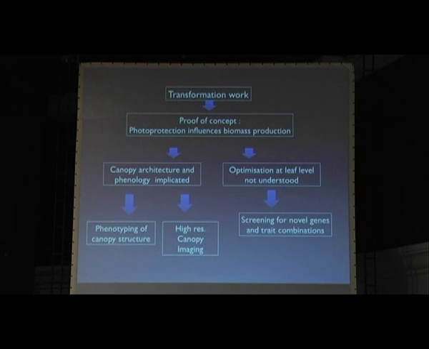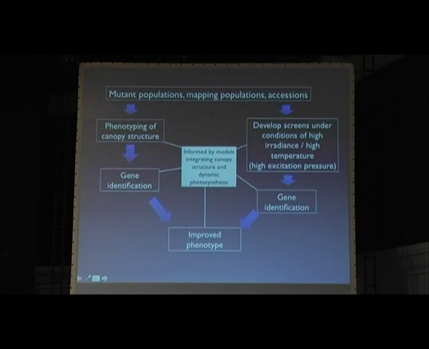I noticed recently the first model has appeared for non-photochemical quenching in the literature just last month. So this is really ongoing. We need to screen for novel genes and trait combinations, and the way to do this, I think, is to take mutant populations and mapping populations. Again, phenotyping of canopy structure is going on, but we need to develop good screens under conditions of high radiance, maybe high temperature, and what can be called high excitation pressure.